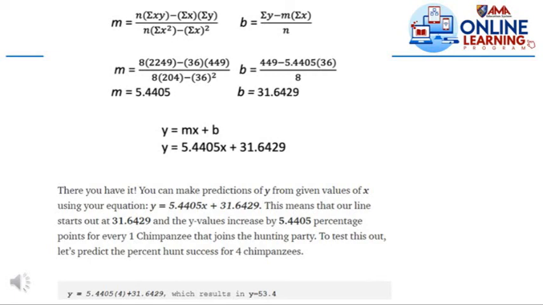So we have here b is equal to the summation of y minus m, or the slope, times the summation of x, divided by n. We have 449 for the summation of y minus the slope, 5.4405, times the value of the summation of x, which is 36, divided by n, which is 8. So we get the value of b, or the intercept, 31.6429.